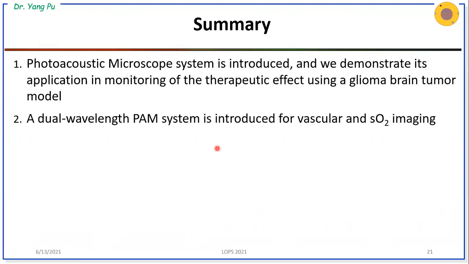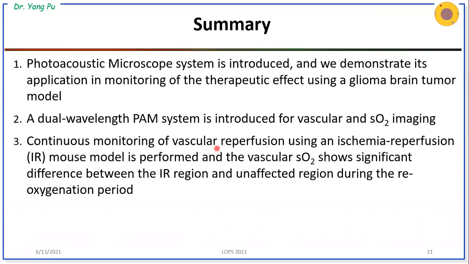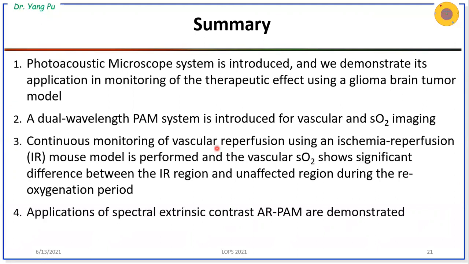A fast scanning OR-PAM system with dual wavelengths of 532 and 560 nanometer excitation is introduced for vascular and functional oxygen saturation imaging to study ischemia reperfusion in near real-time imaging. The application of extrinsic contrast enhanced spectrum PAM system is demonstrated.